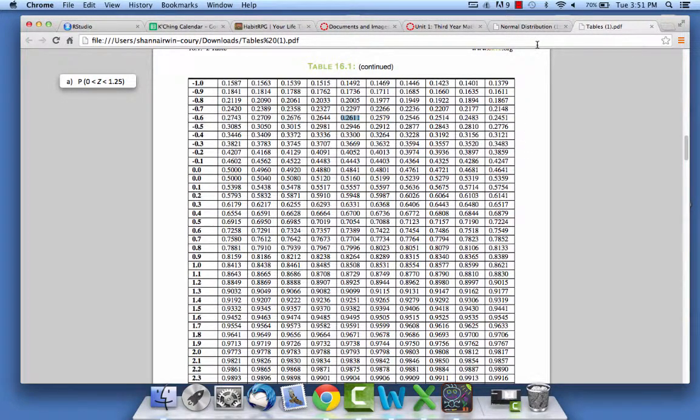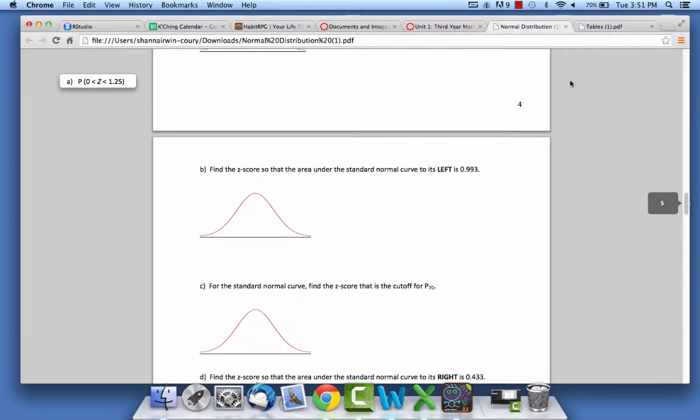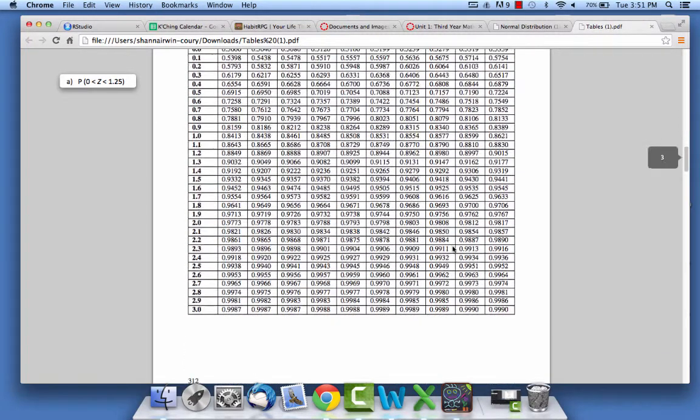Now, you do the next one, pause, and find the one so that to the left is 0.993. Okay, so you should have chosen one of these two. They're the same distance away. So 2.4, 1, 2, 3, 4, 5, 2.40, 1, 2, 3, 4, 5, 6. So 2.46 is the answer.